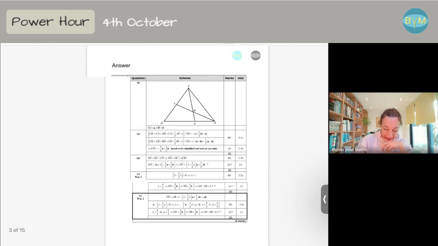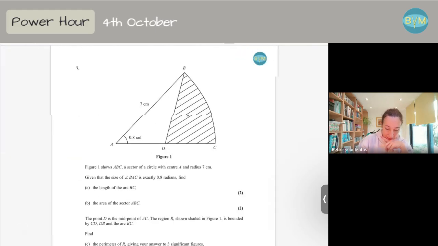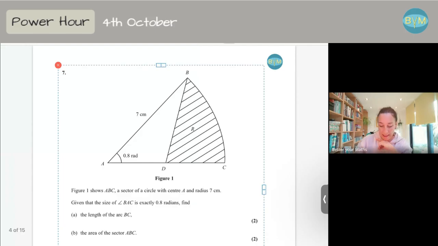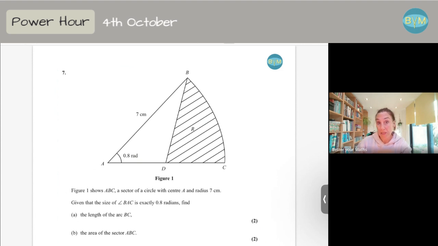Okay, more. This one, I know some of you, because radians is from year 13, some of you might not have seen it yet, but it's not difficult. So I'm going to show you what you need for this question. Radians is just another unit for angles. Since we use degrees, we can use radians.